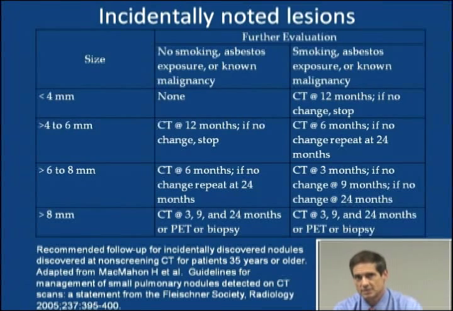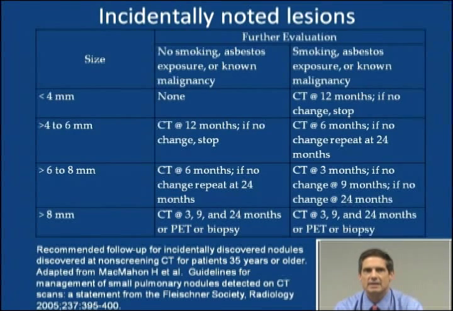And you notice one characteristic of this table is it's kind of kitty corner. For smoking and asbestos exposure, you just bump things up a notch. So if you're somewhere between 4 and 6 millimeters and you do have the personal history which suggests you might have a malignancy, then instead of waiting 12 months to examine again, you do it at 6 months. And then if everything's stable between the 0 and 6 month exams, then you repeat that in 24 months.